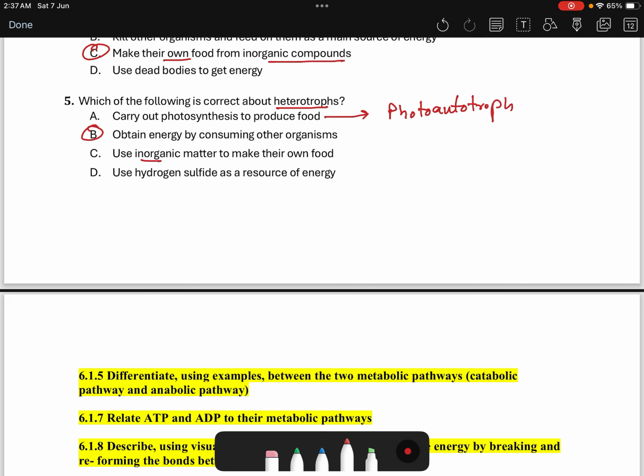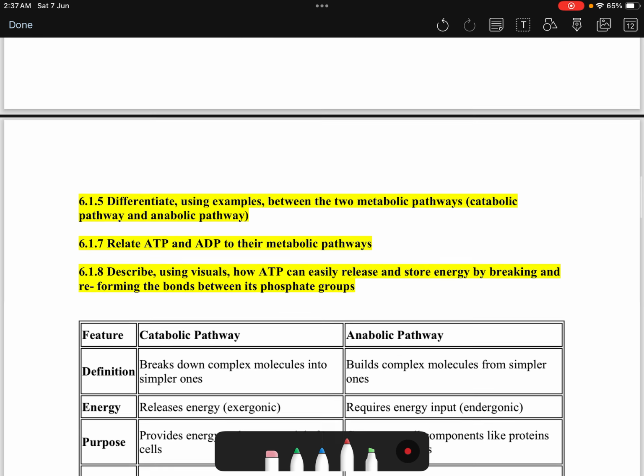Use inorganic matter to make their own food. Again, this is photosynthesis, same as photoautotrophs. Okay, and use hydrogen sulfide to make their own energy. This is chemoautotroph. Okay, so only one option is heterotroph, that's fine.